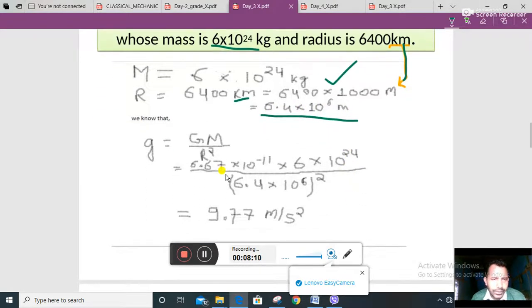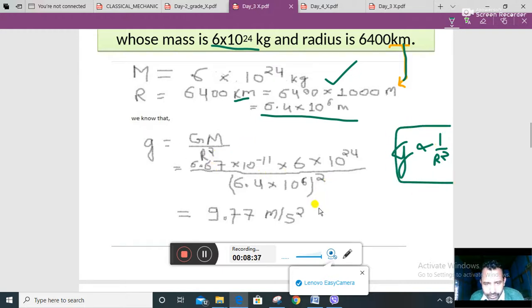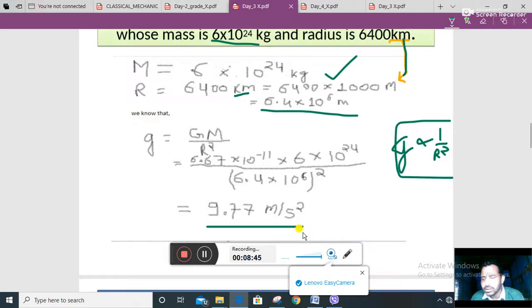Now we know the formula g equals GM by r square. If you are asked to write short questions or a mathematical inference, in that case only use g is inversely proportional to 1 by r square. To calculate anything quantitatively or mathematically, we should always use the equation form of the formula. That's why we use g equals GM by r square. Now put in all those values and you get 9.77 meter per second square. That's why we use 9.8 meter per second square as the acceleration due to gravity on the earth.